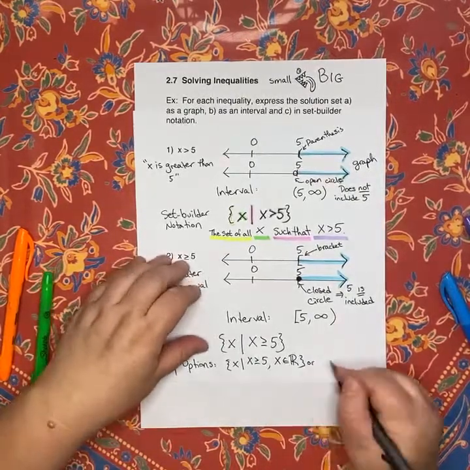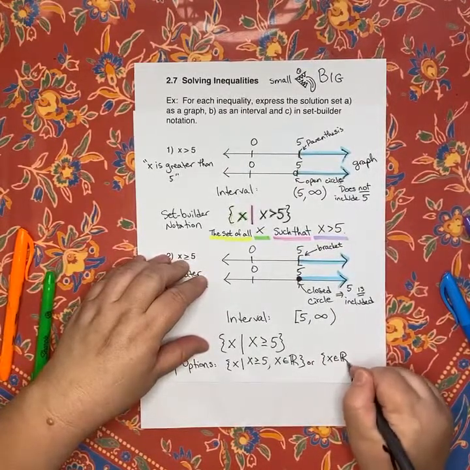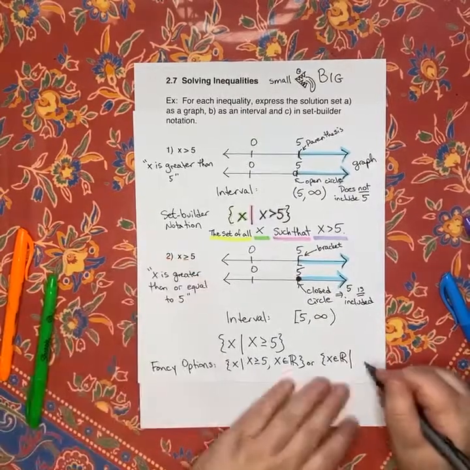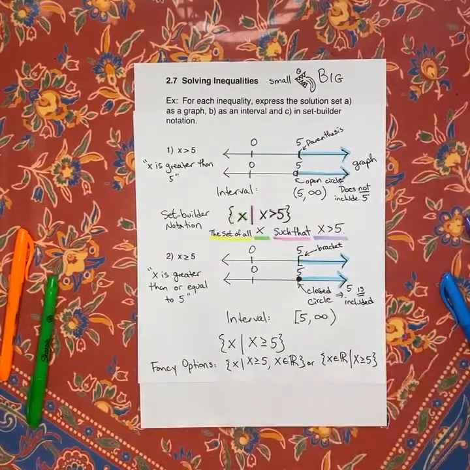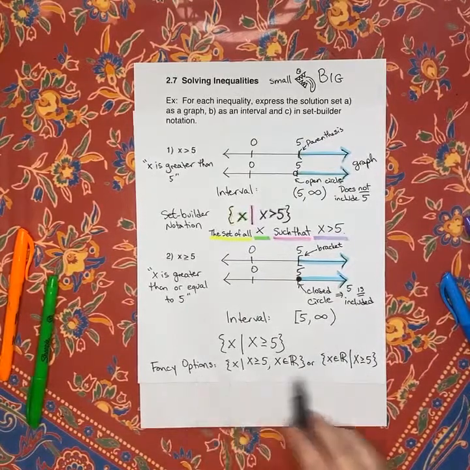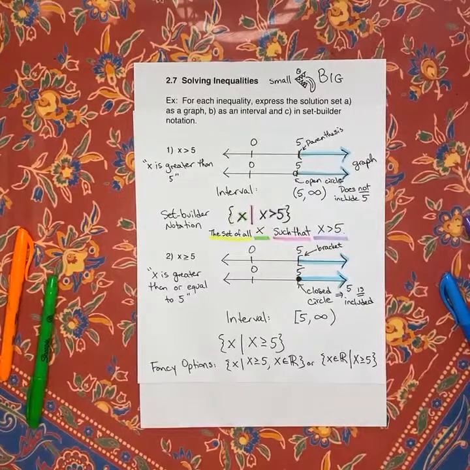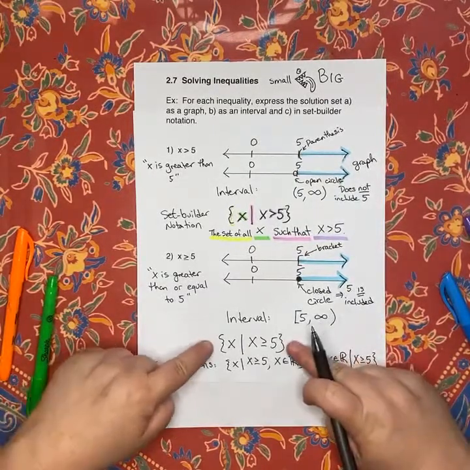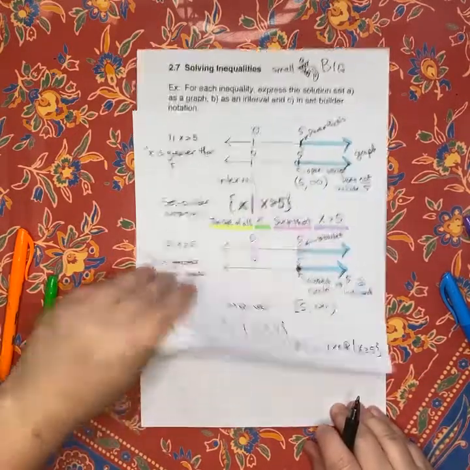And then this is not as common, but I have seen it: x is an element of the set of real numbers such that x is greater than or equal to 5. So you're going to see a lot of people do a lot of really interesting things with it. As you go further in math, you're going to start doing more interesting things with it. But for right now, this set builder notation is a fine place to be. Okay, let's go back to the second page.